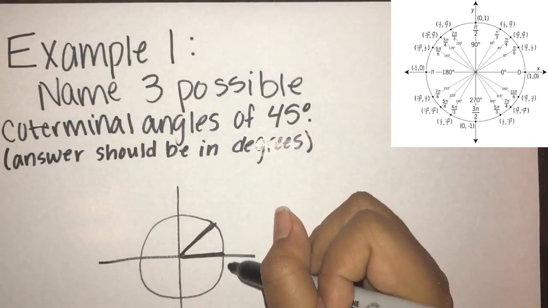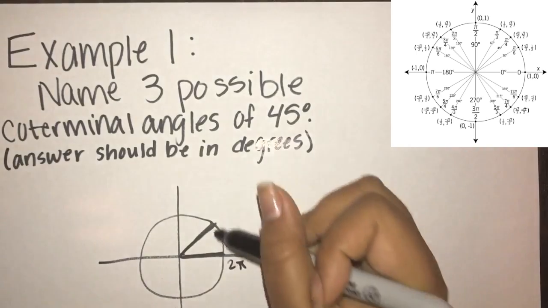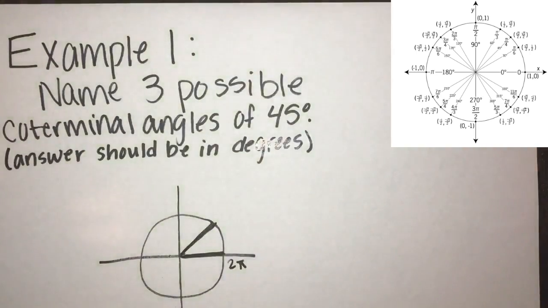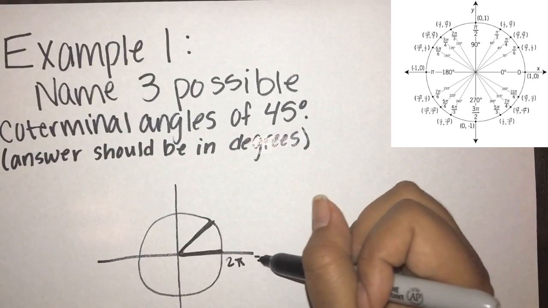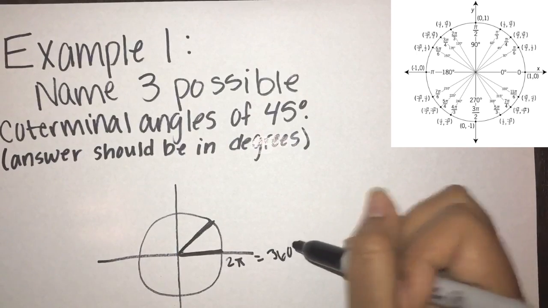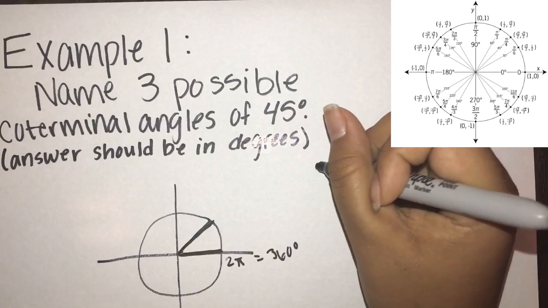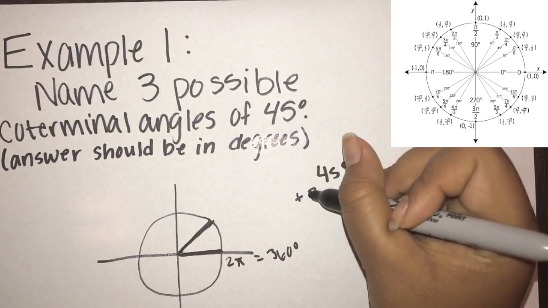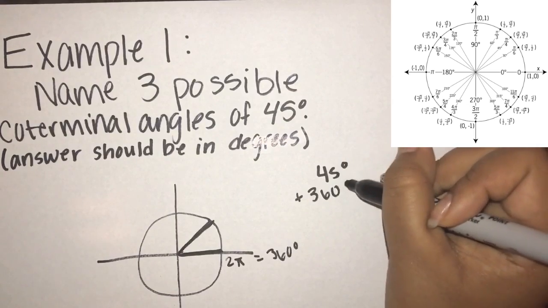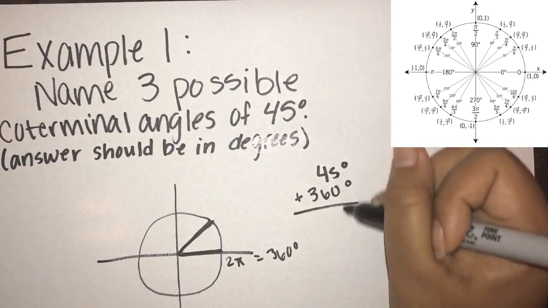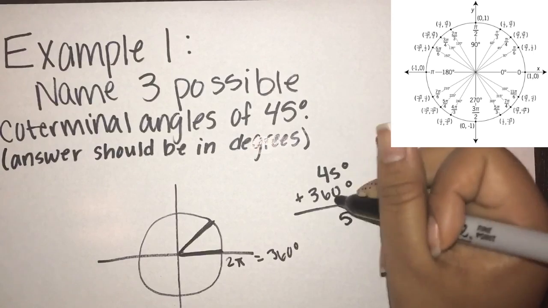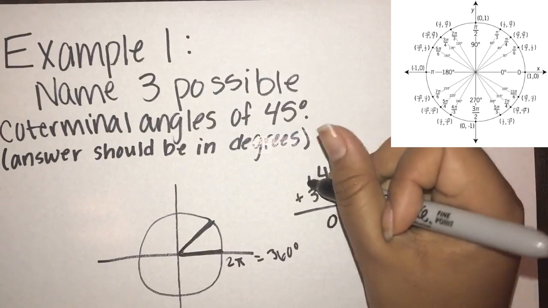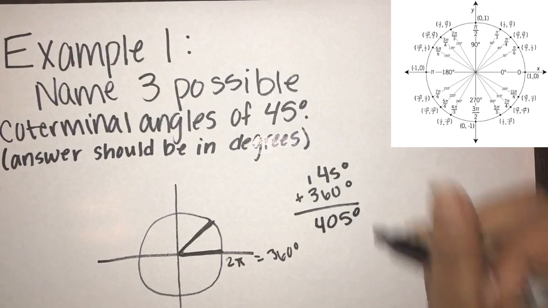That is because we know that right here, this is 2 pi, meaning that one full lap around the circle is equal to 360 degrees. So what we want to do is take 45 degrees plus 360 degrees. Bring down the 5, 5 plus 0 is 5, 4 plus 6 is 10, carry the 1. 405 degrees.